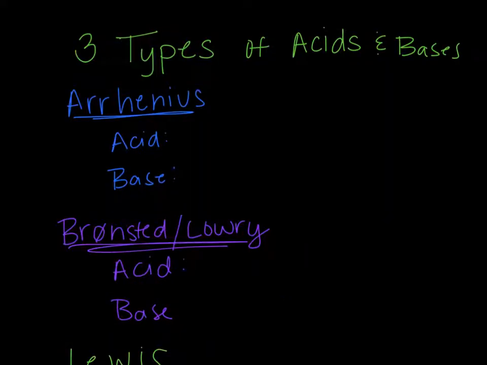All right. So before we can talk about pH and all that stuff, we need to talk about the 3 types of acids and bases. The first type is the Arrhenius acid and base. So the definition of an Arrhenius acid is that it's a substance that donates a hydrogen ion in solution. So it gets rid of a hydrogen ion in solution. And then a base donates a hydroxide ion.